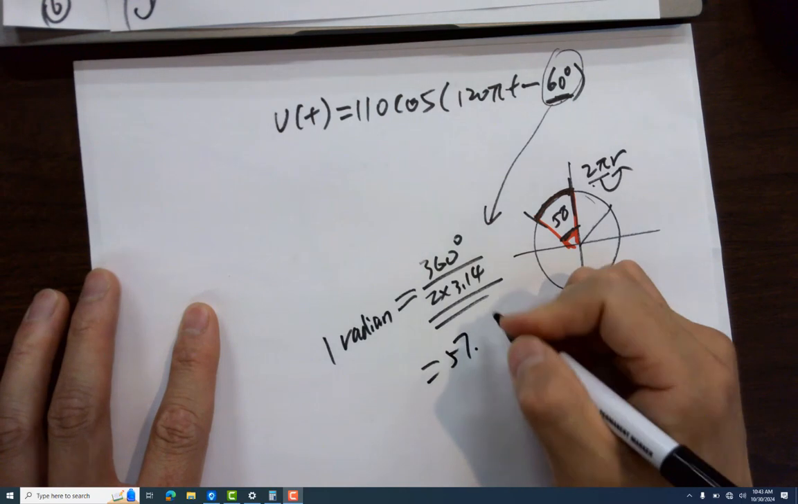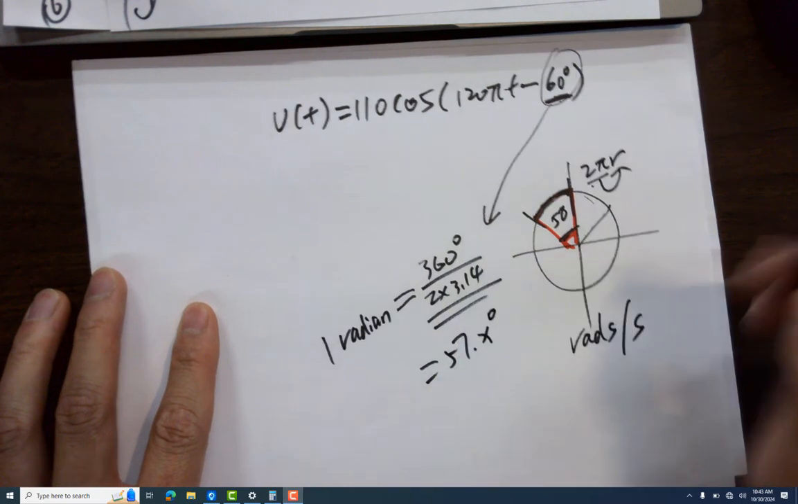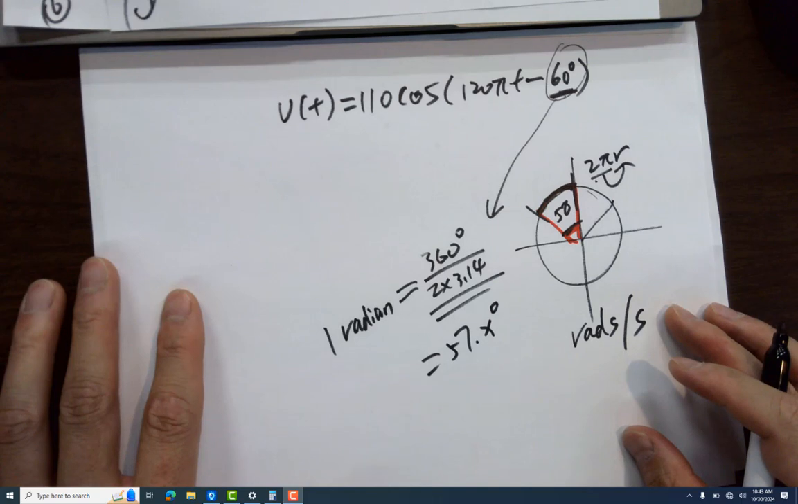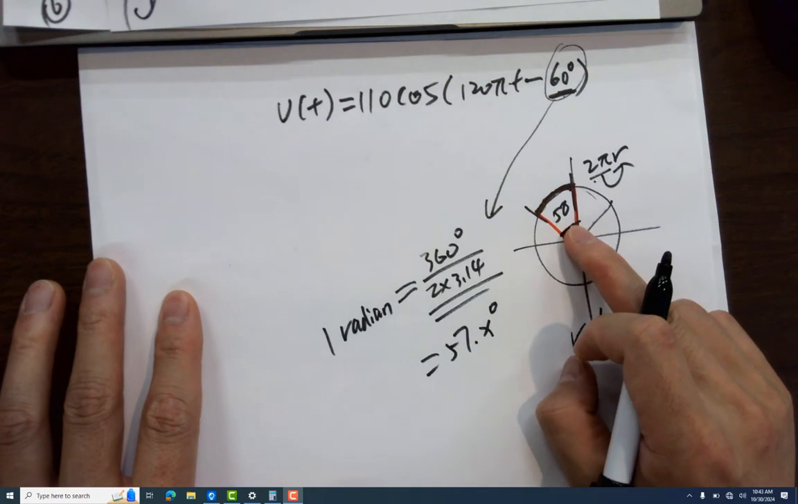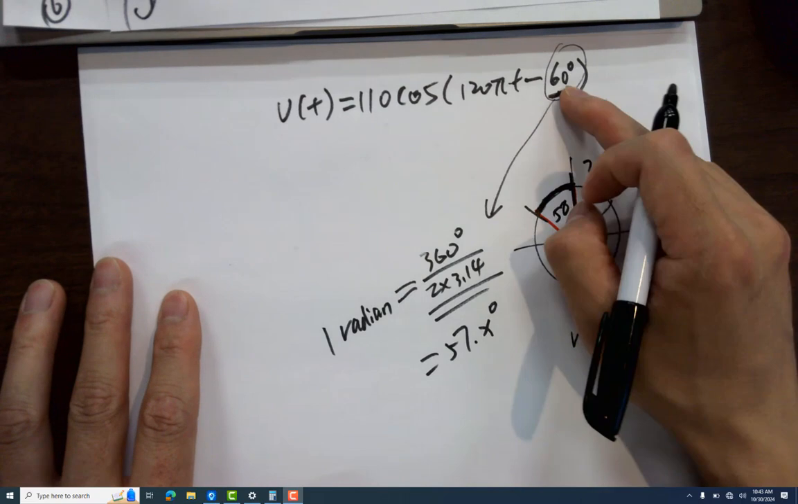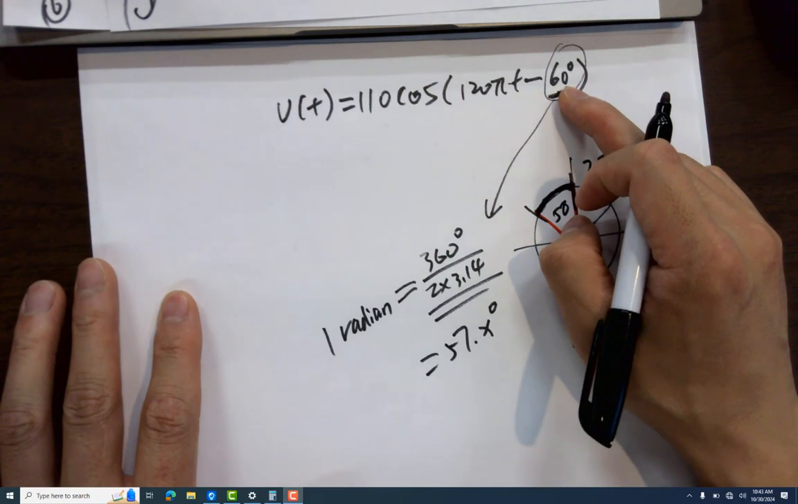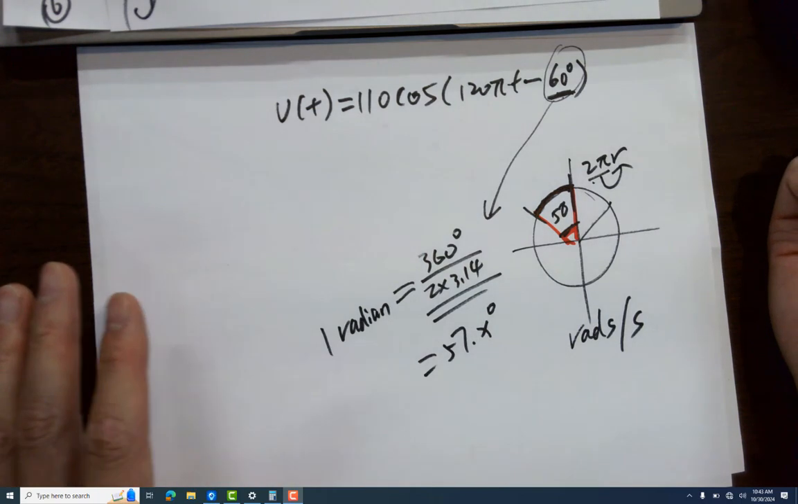57 point something degrees, right? I don't know. Make sense? So 1 radian is this much degrees. If I tell you, hey, 60 degrees, how much radians? You know that. You can convert it.